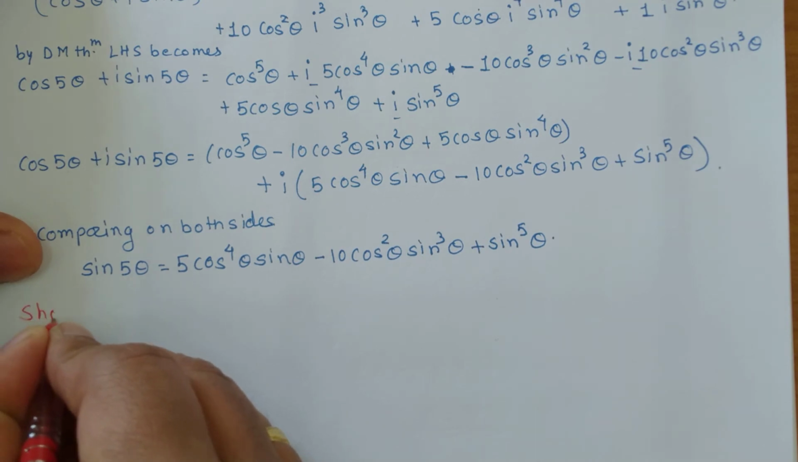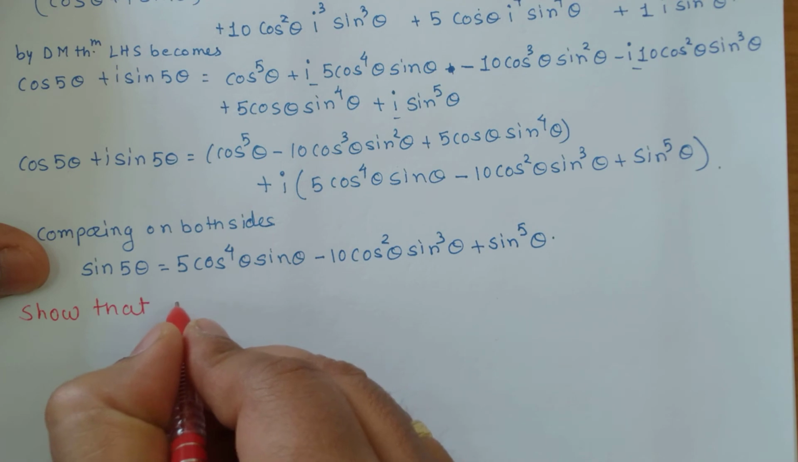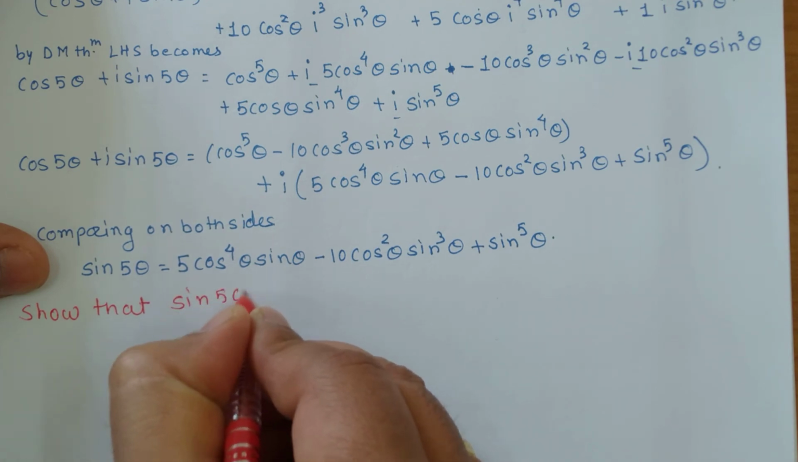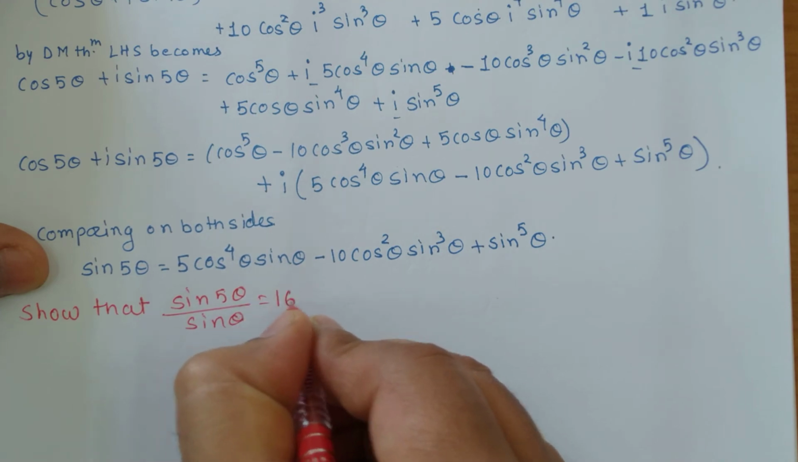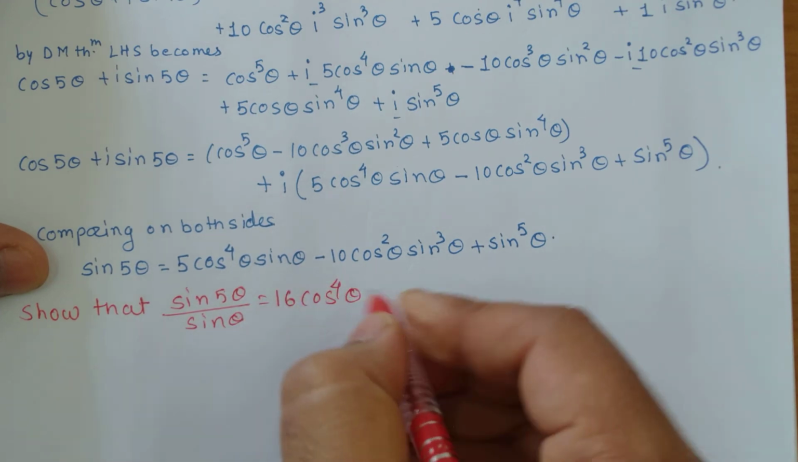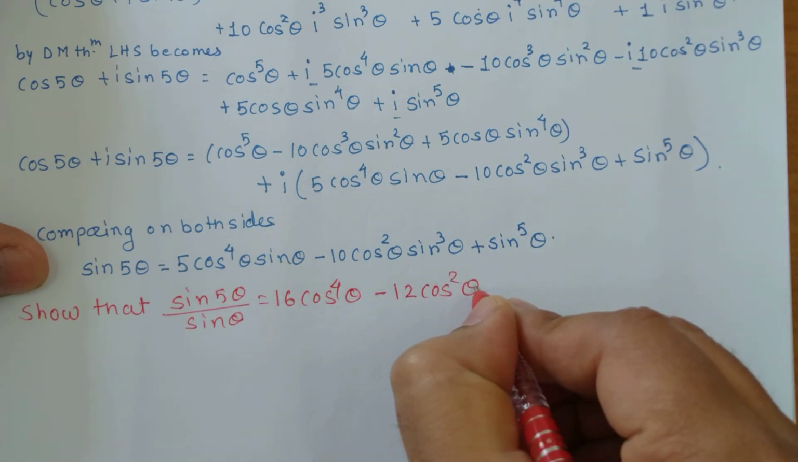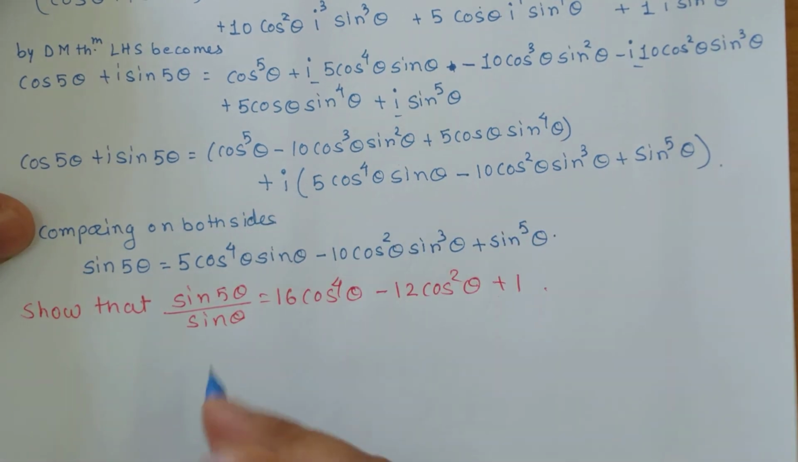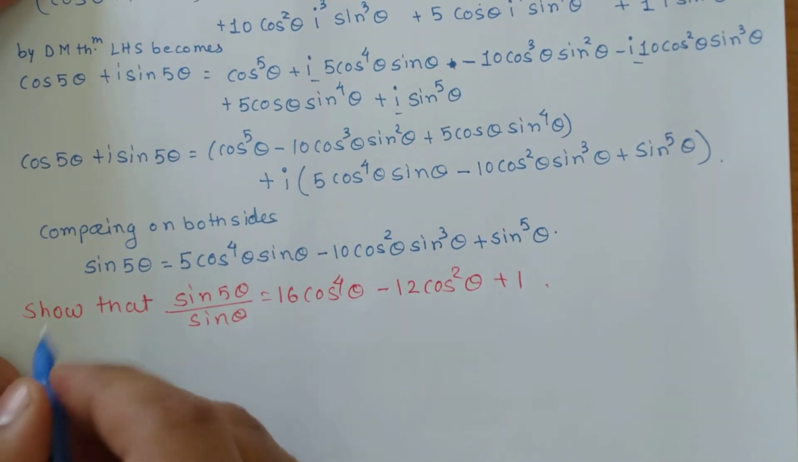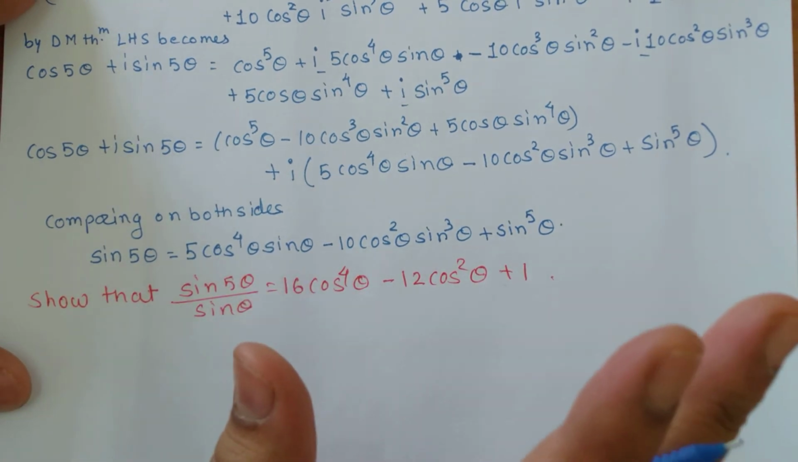Show that sin 5 theta upon sin theta is equal to 16 cos raised to 4 theta minus 12 cos square theta plus 1. Is this okay? Now, from the previous example, at the time of examination, you have to compute sin 5 theta and then you can proceed further.